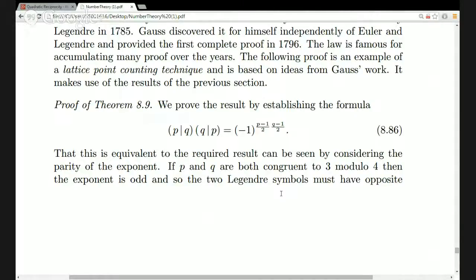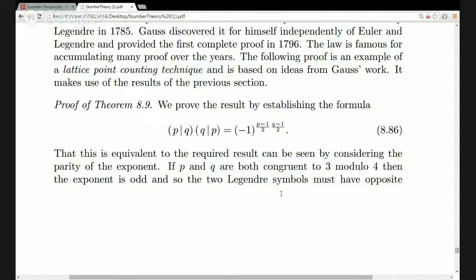Now, whether this is plus 1 or minus 1 depends on the status of this product modulo 2. The only time the product (p-1)/2 times (q-1)/2 comes out as an odd number is when p and q are both congruent to 3 modulo 4. Then (p-1)/2 is odd and (q-1)/2 is odd, so the product is odd, so -1 to an odd power gives you -1, and that shows that these two Legendre symbols have opposite sign because they multiply together to give you -1.